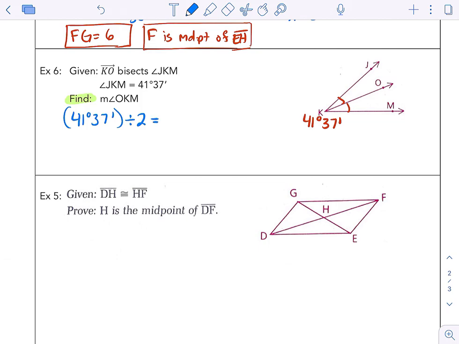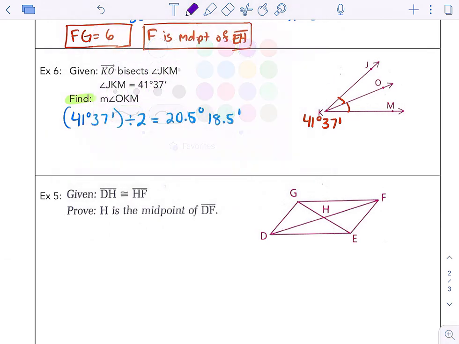41 degrees divided by 2 isn't going to come out to a whole number. That would be 20.5 degrees. Then 37 comes out to 18.5 minutes. So I have some degrees and some minutes. Cool. But this looks a little bit strange. We don't usually end up, and we shouldn't ever end up, when we're in degrees, minutes, and seconds form, with a decimal.